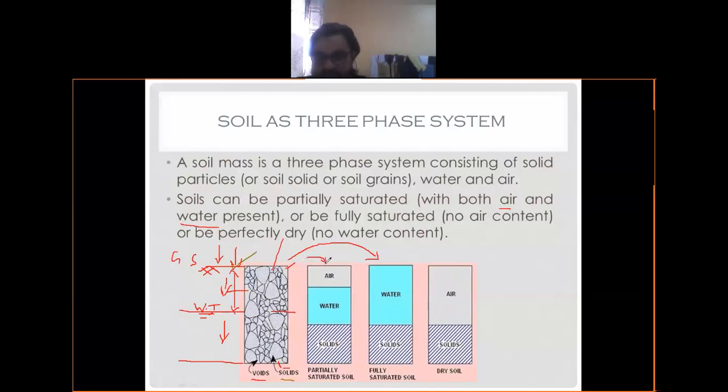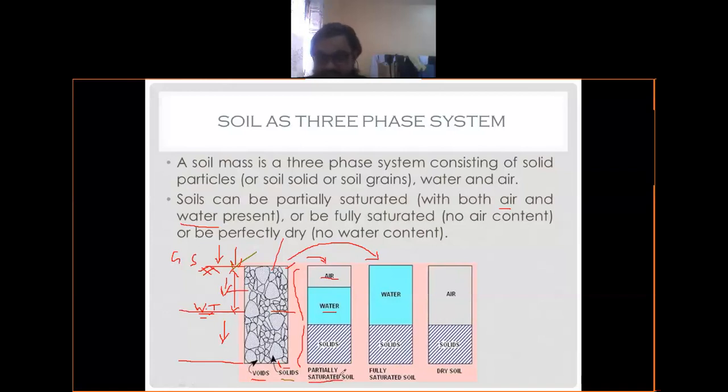first diagram. In this particular soil mass, it contains soil solid, also water, as well as air. Now this is your soil solid part, and the whole rest represents void. This void may be partially filled with water and partially filled with air. If this is the case, this kind of soil is known as partially saturated soil.